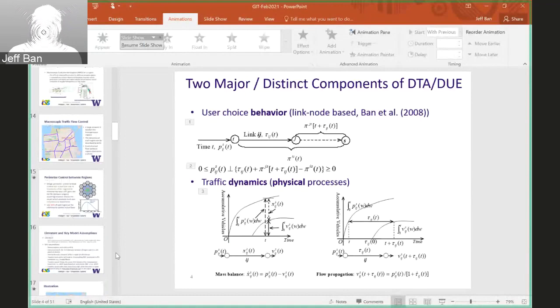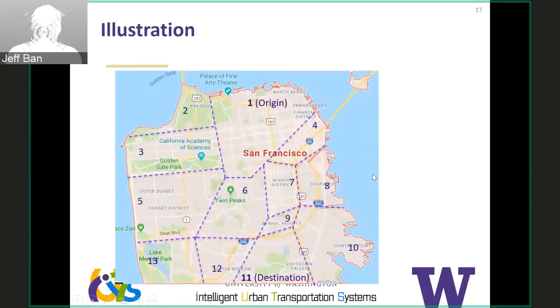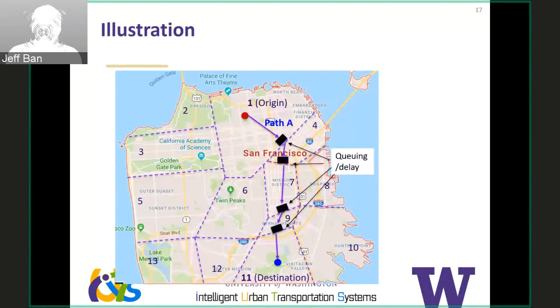It's not like Google Maps. It's more like macro level, large scale, high level guidance: which neighborhood I should go through. So for example, I go this path: 1, 4, 7, 9, and then 11. That's my path A. When you traverse the regions, it's okay, but when you get to the boundaries, because you do the control, vehicles may get queued up. So we need to capture the queuing and delays at the boundaries, which I'm showing with these solid bars. If you know the travel time and the queuing delays of the path, then you can decide if that's the path you want to go.